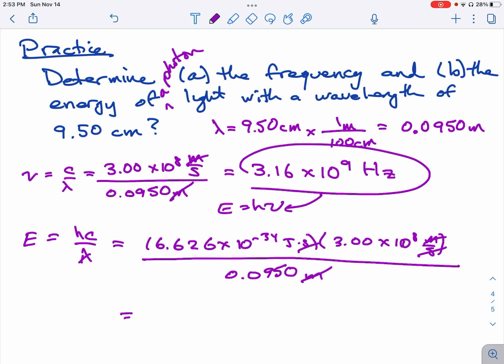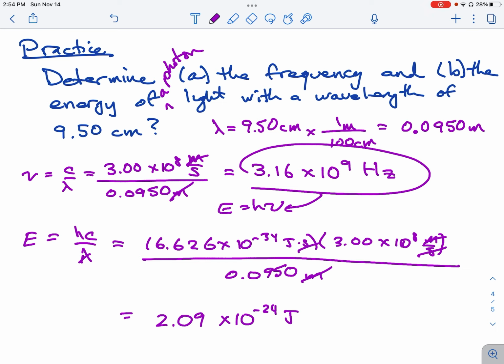Hooray. 6.626 times 3 divided by 0.095 gives 2.09, and then with the 34 and the 8, that's minus 26, minus 24. So the energy is 2.09 times 10 to the minus 24 joules.